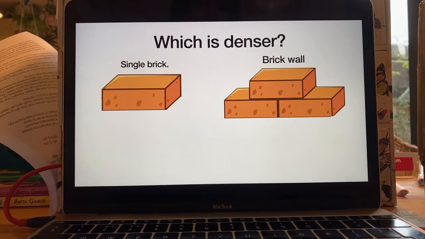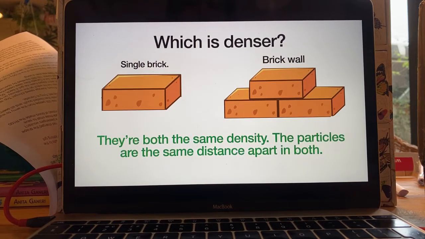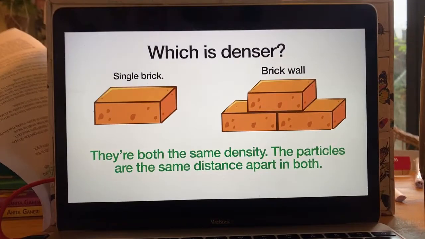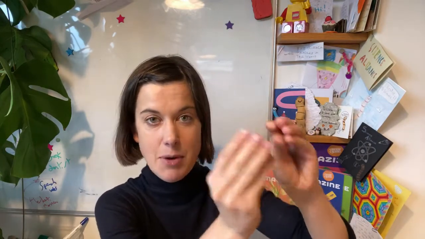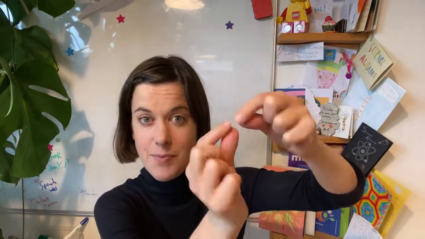The answer was, they're both the same density because the particles are the same distance apart in both. It doesn't matter if you've got a block of aluminium the size of a house or an aluminium can. If you just take a tiny sample of that aluminium and look at how many particles you've got per that tiny sample, it'll be the same amount of particles, right?